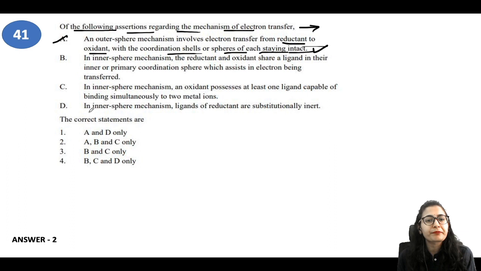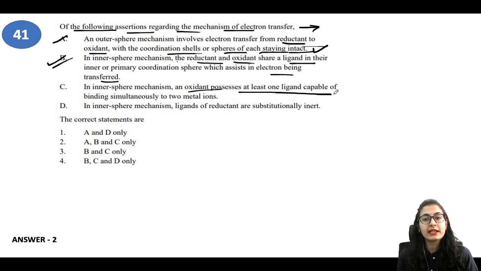A is correct. Yes. Inner sphere mechanism में the reductant and oxidant share a ligand in their inner or primary coordination sphere which assists in the electron being transferred. Absolutely. This is also correct because यहाँ पे हमें क्या चाहिए? Bridging ligand चाहिए. Yes. In the inner sphere mechanism, an oxidant possesses at least one ligand capable of binding simultaneously to the two metals. All right, this is also correct क्योंकि जो oxidant होता है it should have the bridging ligand.